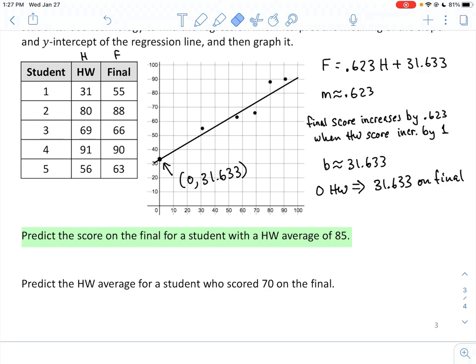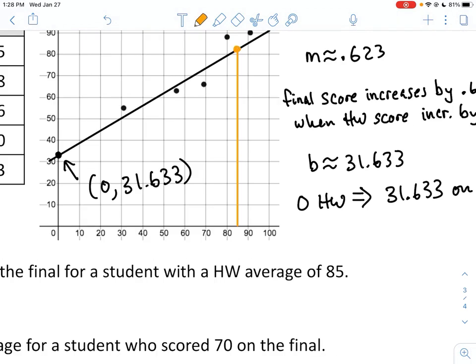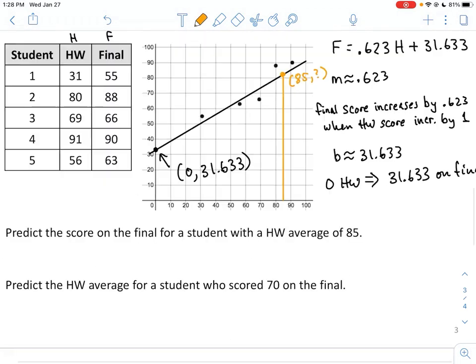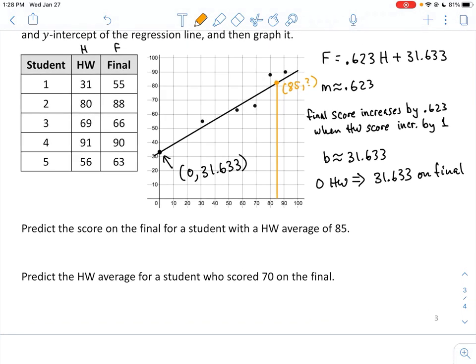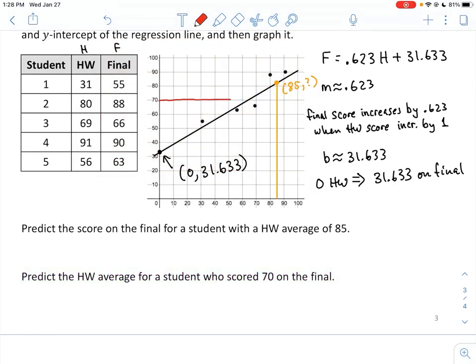Predict the score on the final for a student with a homework average of 85. So 85 is right in here, and we effectively want to say, according to the regression line, what's the predicted second coordinate, which is the score on the final. We'll do that using technology in just a moment. Then predict the homework average for a student who scored 70 on the final. For that one, it's similar, but you start with 70 on the final, and we're going to use the regression line to say when 70 is the second coordinate, what's the first coordinate?